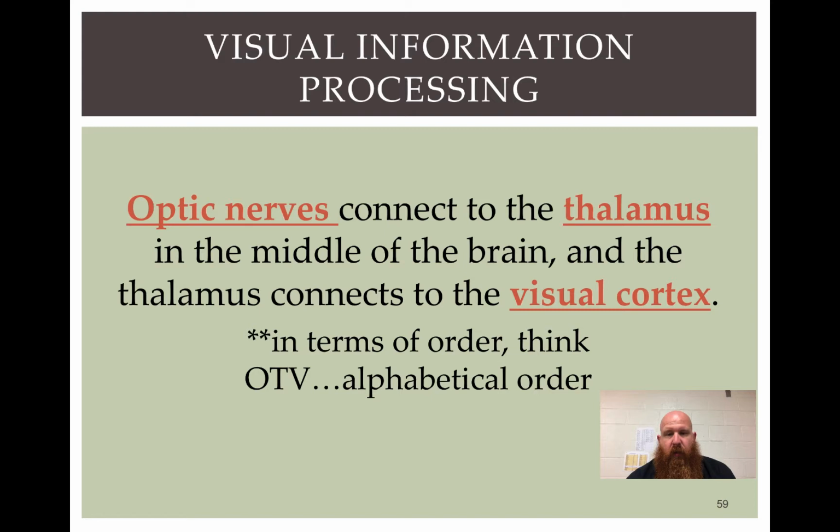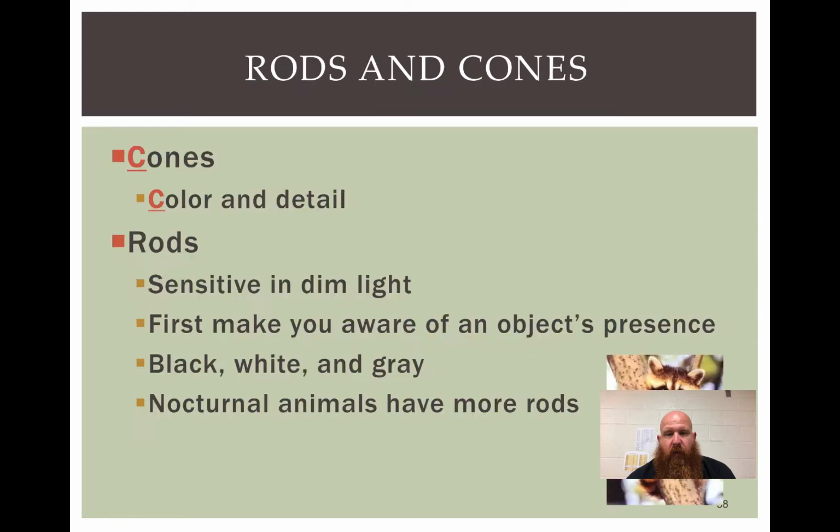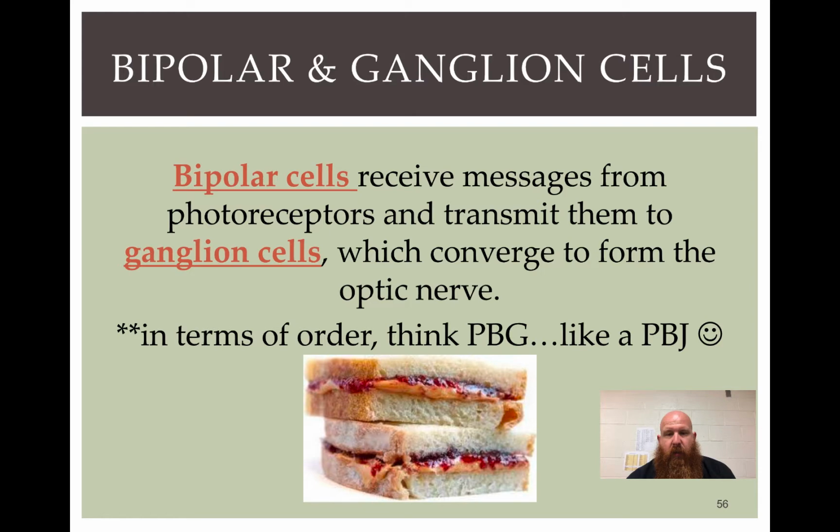Visual information processing. The optic nerve connects to the thalamus in the middle of the brain, and the thalamus connects to the visual cortex. If you're going to think about the order, think of it in alphabetical order: optic, thalamus, visual, OTV. The one back here, I'm just giving you all reasons to help remember the order. Think PBG or PBJ: bipolar, ganglion.